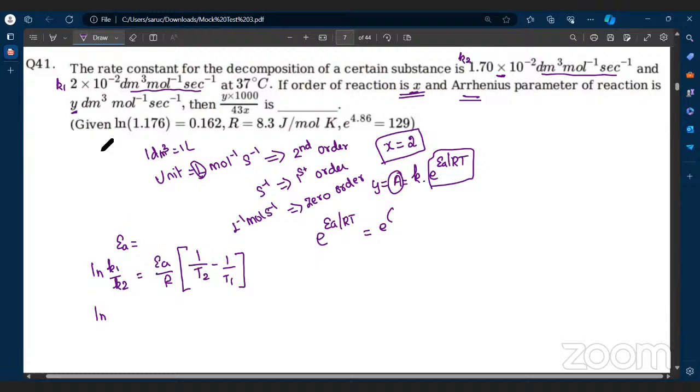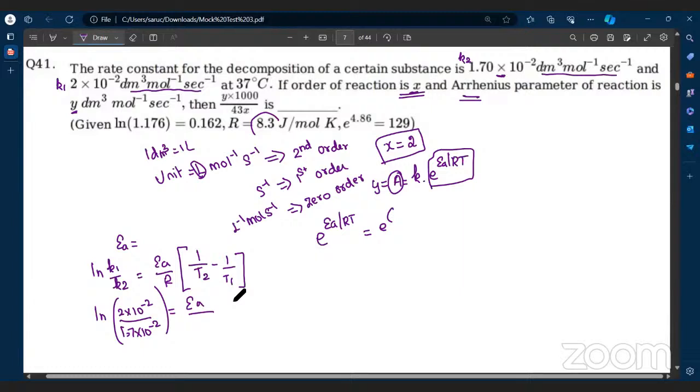So now K1 is 2 into 10 power minus 2, by K2, which is 1.7 into 10 power minus 2, is equal to Ea by R. Here they have given you 8.3 to put, so I'm putting the same value, 8.3, by the temperature difference.